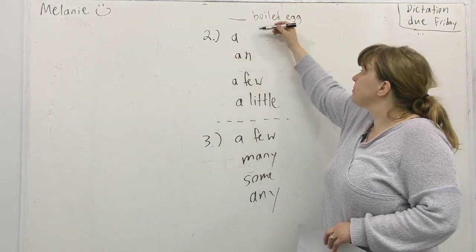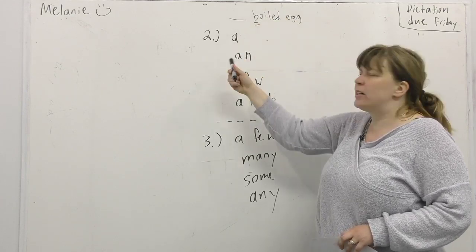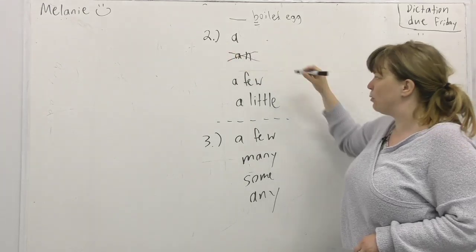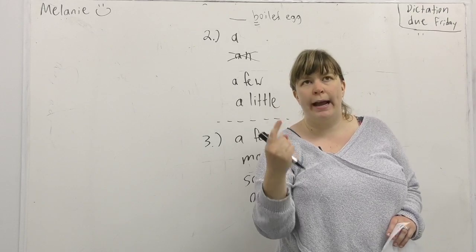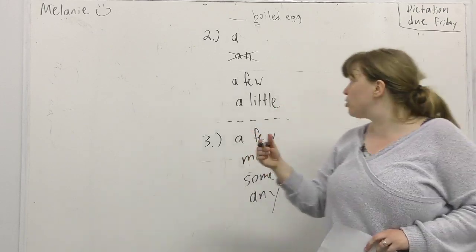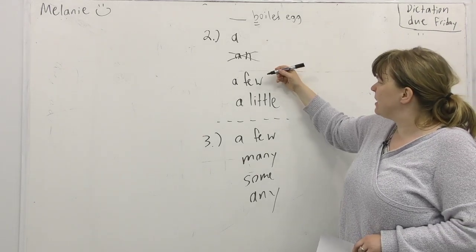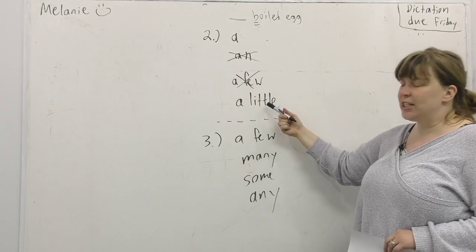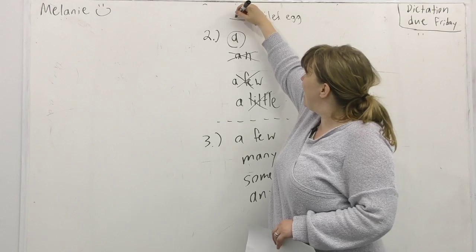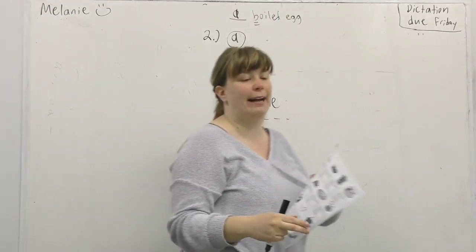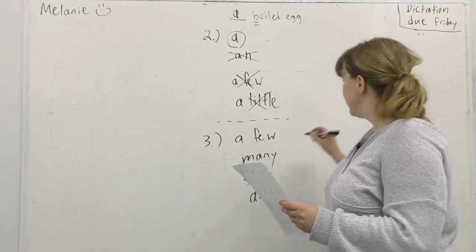And let's see. We have a B. So consonant, that means we can't use an because that's only for vowels. Now, eggs, are they countable or uncountable? 1 egg, 2 eggs, 3 eggs. Yep, they're countable. And this is singular, so we're not going to say a few. A little is for uncountable. And so that means a boiled egg. Okay. All right, so now that you know the rules, what about number 3?